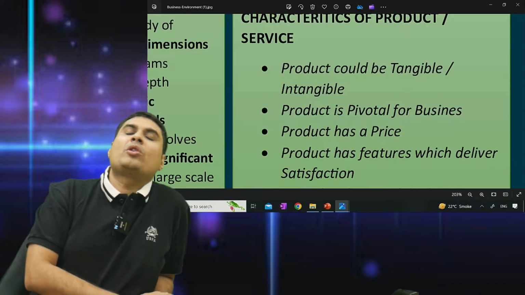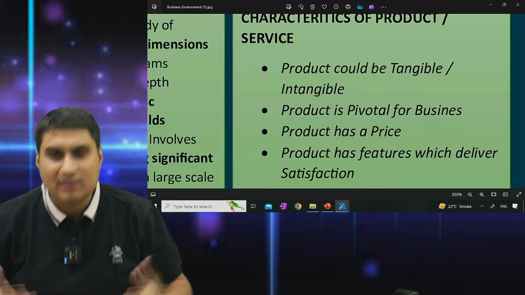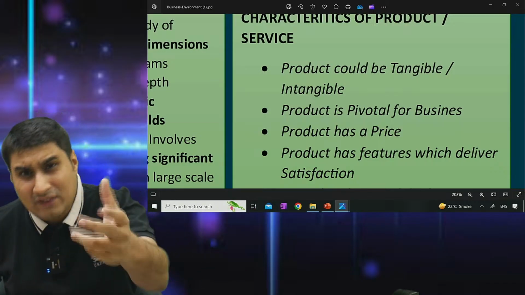Product has necessary features which will give satisfaction. Simple. Product will have features. Our lectures are world class. Okay. EV is world class.